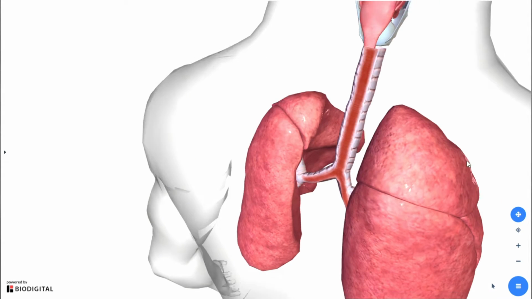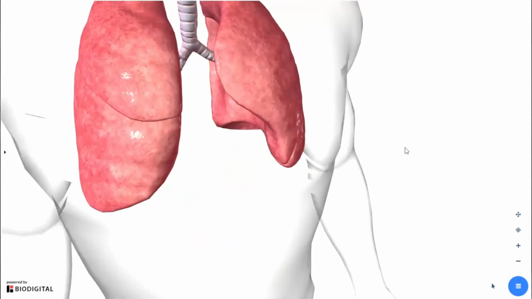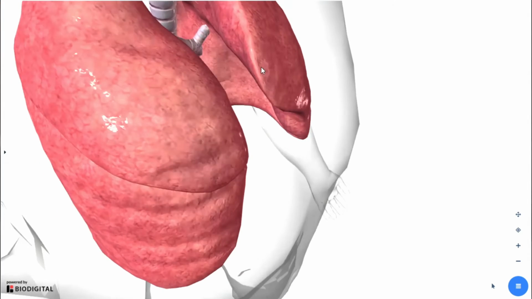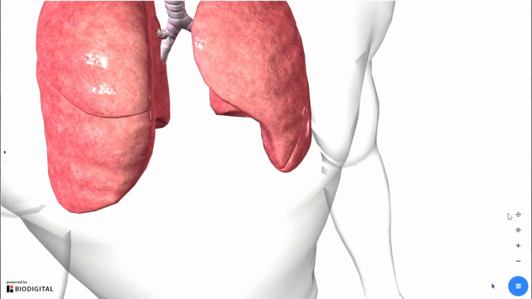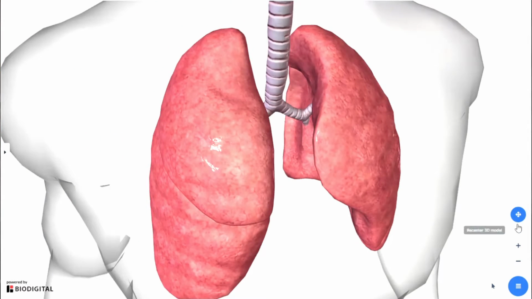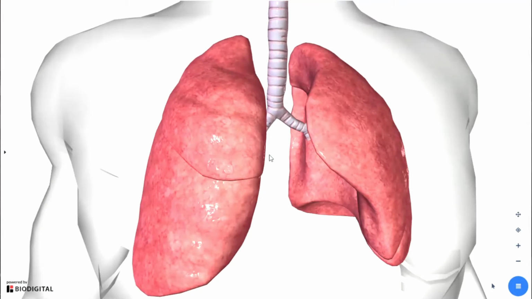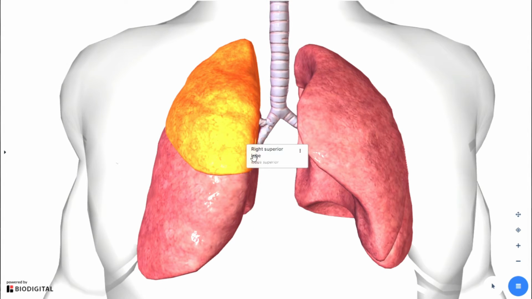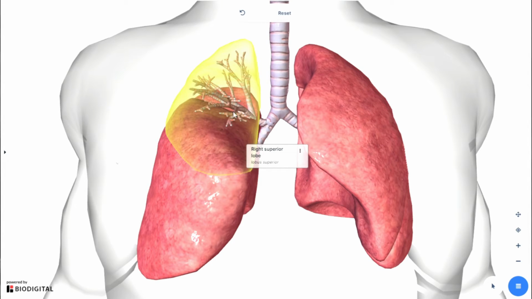Now, at the end of the trachea, which usually ends at the level of the 5th thoracic vertebra, we have the carina. This is where 2 tubular structures divide into each lung. Here we have the left main bronchus, then we have the right main bronchus. They then divide into smaller branches called the lobar bronchi, and then even smaller branches called the segmental bronchi.